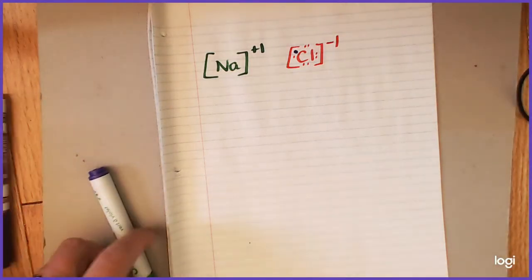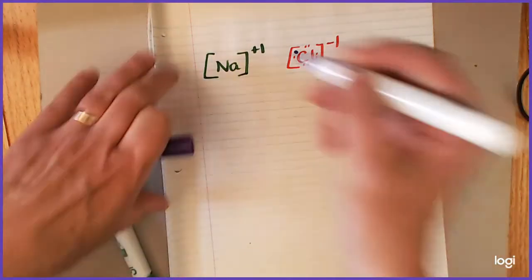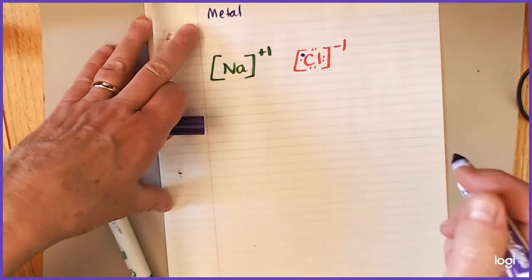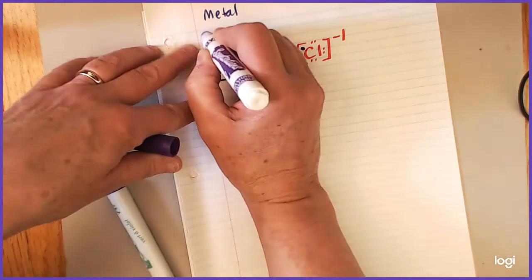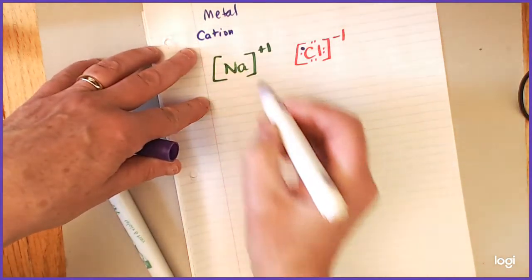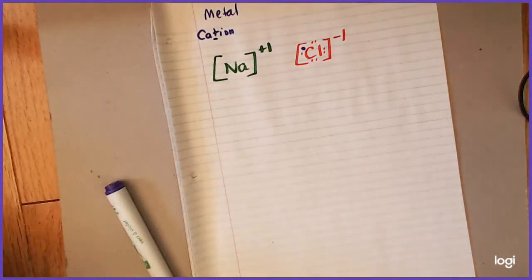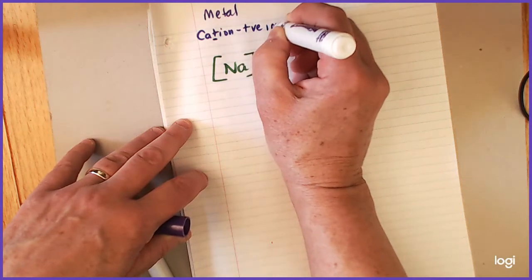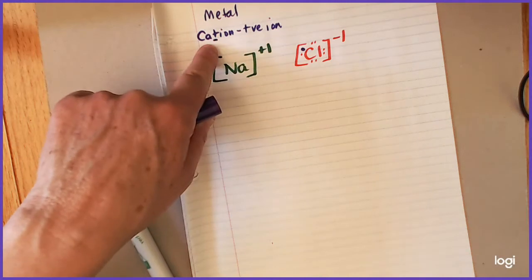A couple things I just want to add in here. When we have positive ions, notice the positive ions are metal, right? And if you have positive ions, they are called cations. How I remember that is that little T in cation looks like a positive sign. So a cation is a positive ion. So our metals form positive ions called cations.